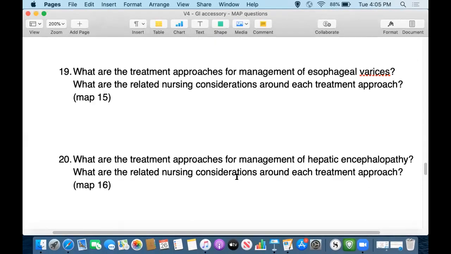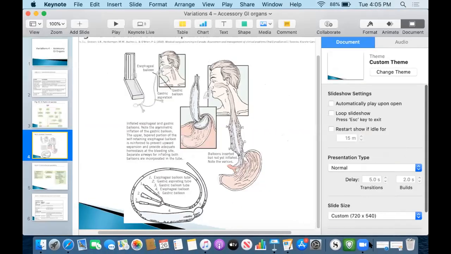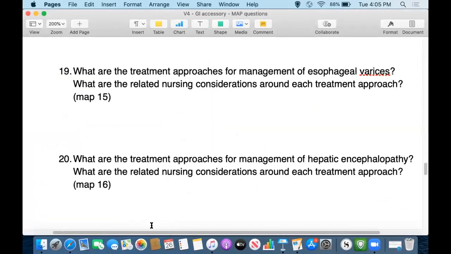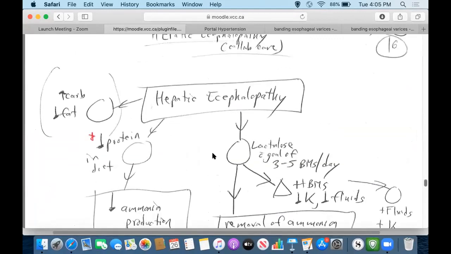Okay, then finally, question number 20, talking about how we treat hepatic encephalopathy. Let's go to map 16 for that. So remember, hepatic encephalopathy means you've got that ammonia circulating, crossing the blood-brain barrier, and you've got this confusion, altered LOC.